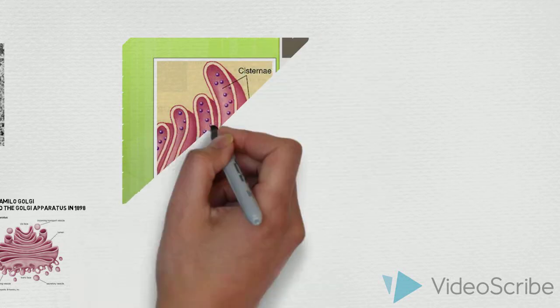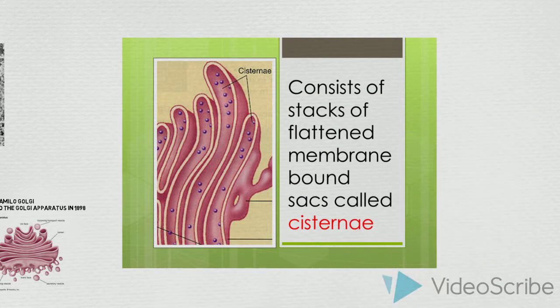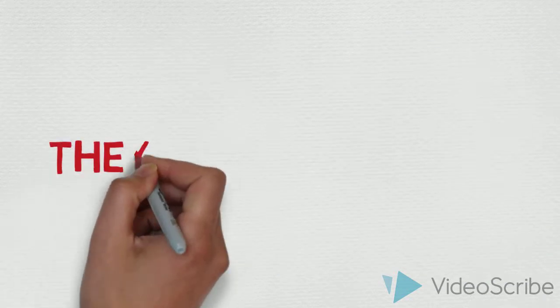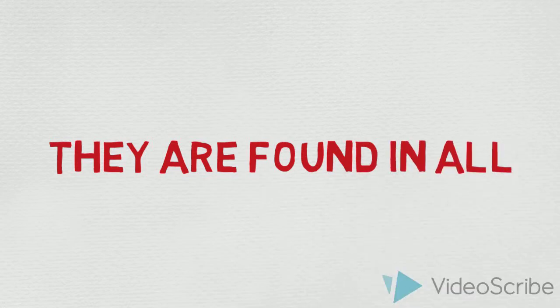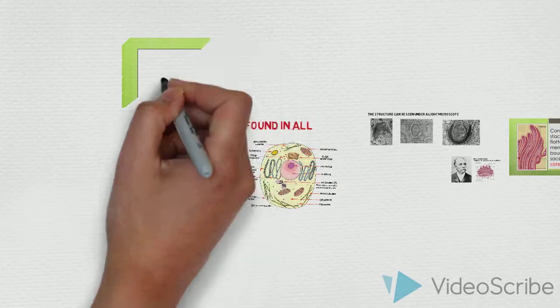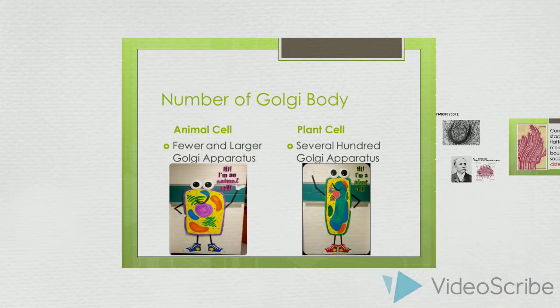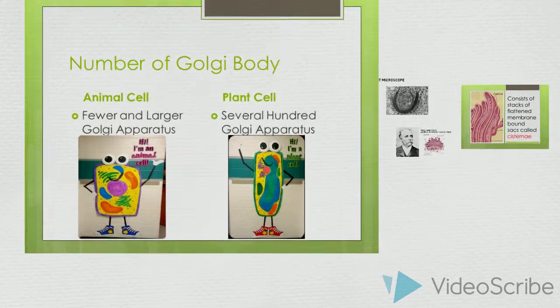The Golgi apparatus consists of stacks of flattened membrane-bound sacs called the cisternae. And this organelle is found in all plant cells and animal cells. The number of Golgi bodies actually differs, as in animal cells they tend to be fewer and larger, and in plant cells they are smaller but there are a lot of them.